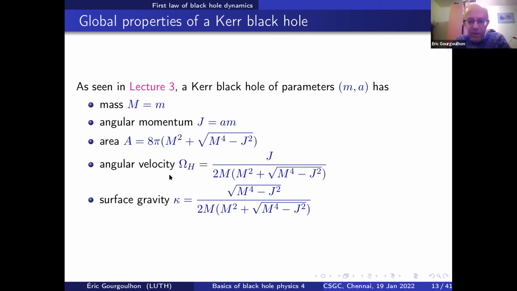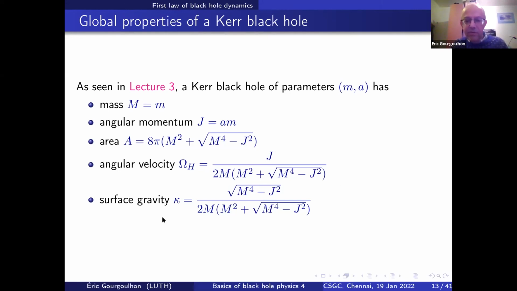And also, we obtained yesterday the angular velocity of a black hole, the so-called omega h, which is actually the angular velocity of the null geodesics generating the event horizon. This velocity is measured with respect to the two natural Killing vectors psi and eta: the pseudo-stationary Killing vector and the axisymmetric Killing vector. So it is given by this formula that we obtained yesterday. Actually, yesterday we obtained it in terms of a and m, but I'm translating in terms of capital J and capital M. So it is this formula.